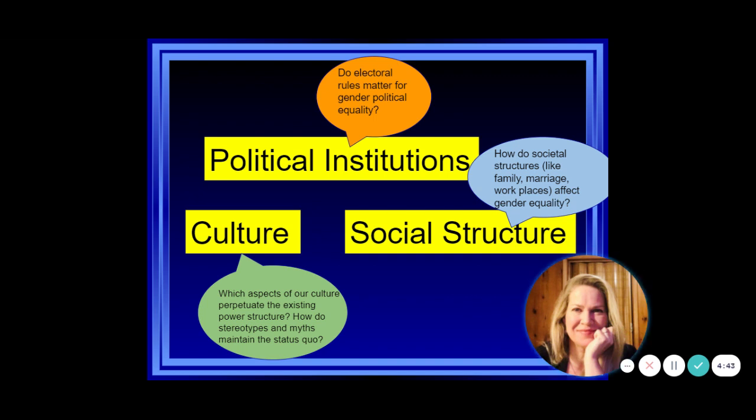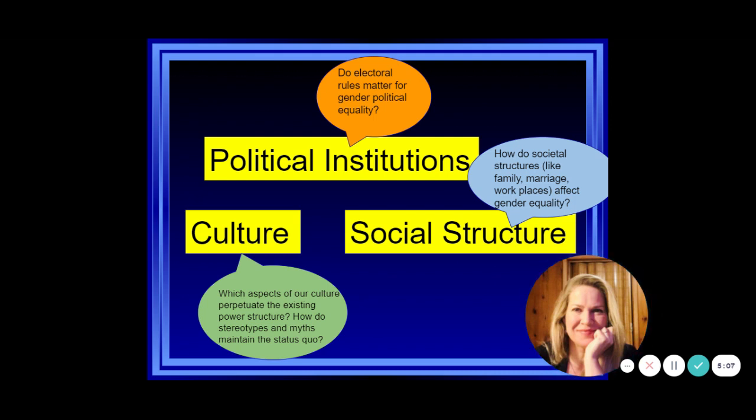We'll cover three main forces, and that's really how our class is organized, into three main forces that are pivotal in influencing gender equality, including political institutions, culture, and social structure. Institutions are political rules of the game, and we'll ask, for instance, whether electoral rules matter for gender political equality.